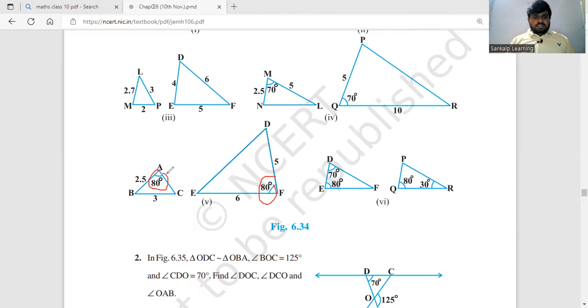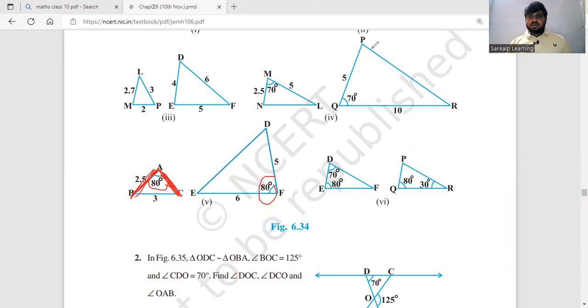But there is no information about the side containing the angle. AC is the side containing the angle, right? So this angle is between AB and AC. They have given the value of AB, but they have not given the value of AC. Only if the values of AB and AC are given, we can check whether the triangles are similar or not. Therefore, the triangles are not similar because adequate information is not there.